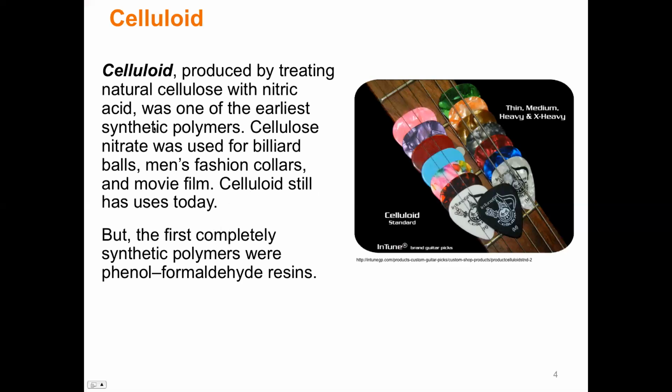But this one wasn't the first completely synthetic one. We'll talk about that one in a sec. So phenol formaldehyde resins, those are the first ones, and we'll get to that.